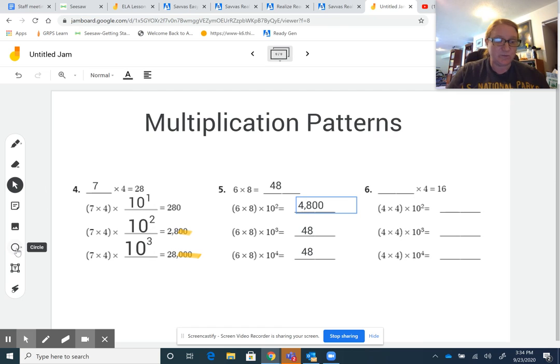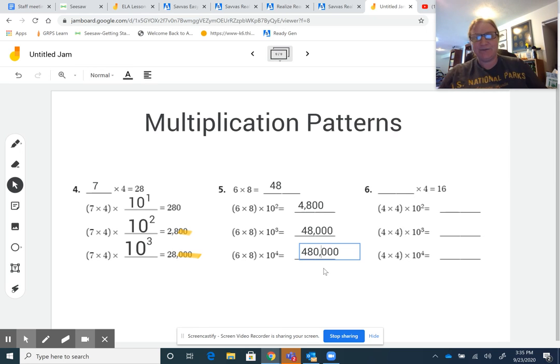Okay, then the next one, it says 6 times 8 times 10 to the third power. So I need to put 3 zeros, and that gives us 48,000. Notice 3 zeros gave us 28,000 there. And then for the last one, we need to multiply times 10 to the fourth power, or the fourth power of 10, or 4 zeros, and that will give us 48, one more time, 480,000.